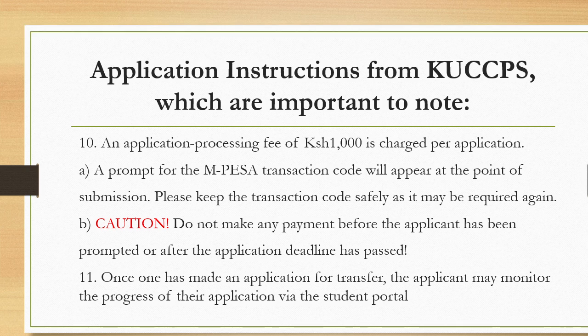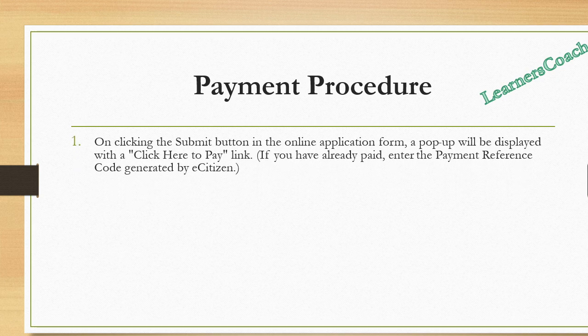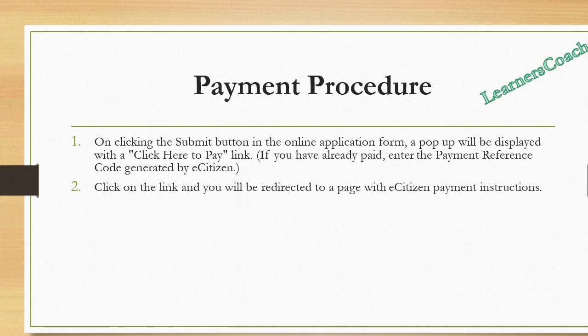So I think these are the major important instructions from Kuccps that you need to adhere to before you start the transfer process. Let me emphasize the payment. We have a payment procedure. You'll have the button within the platform that allows you to click so that you can pay. So kindly check on that. If you've already paid, you'll have to use that particular reference code.